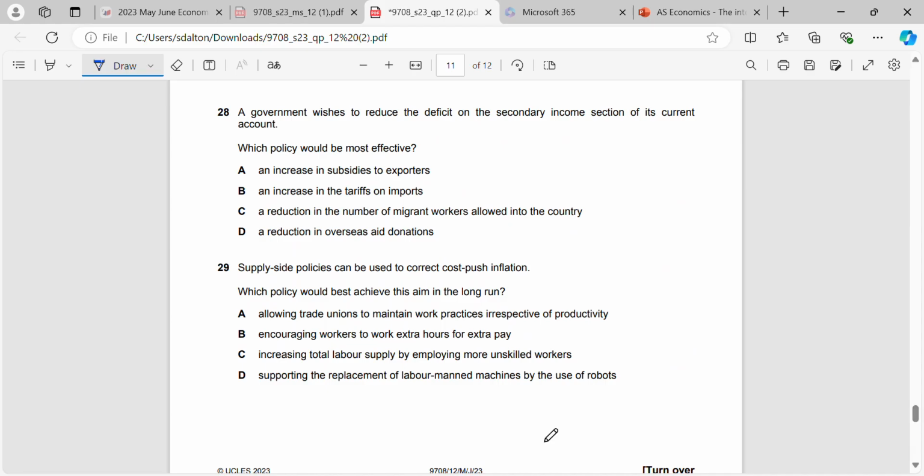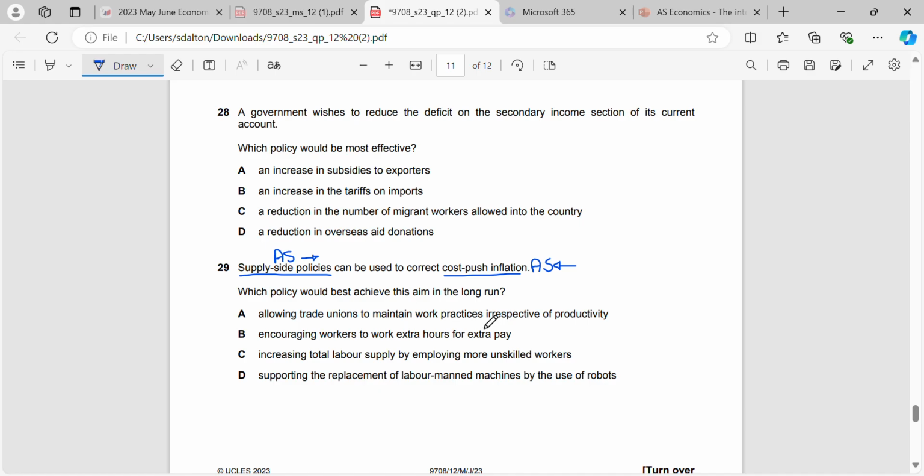Supply side policies can be used to correct cost push inflation. So remember, cost push inflation is where AS has moved to the left, and supply side policies is where we're trying to move AS to the right. Okay, now it says which policy would best achieve this aim in the long run, so over a long period of time. So allowing trade unions to maintain work practices irrespective of productivity.